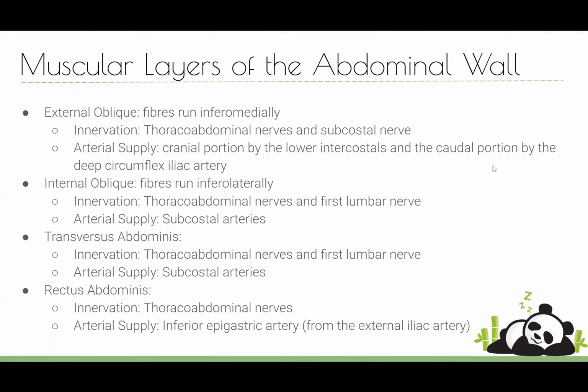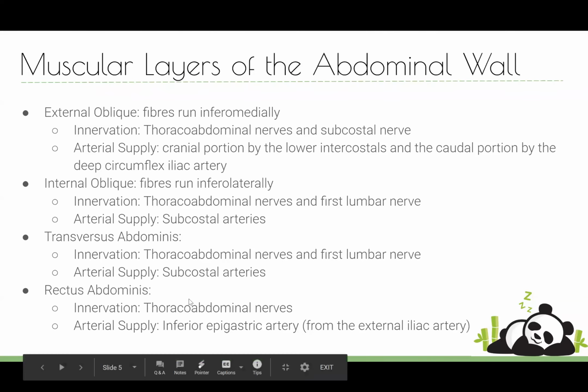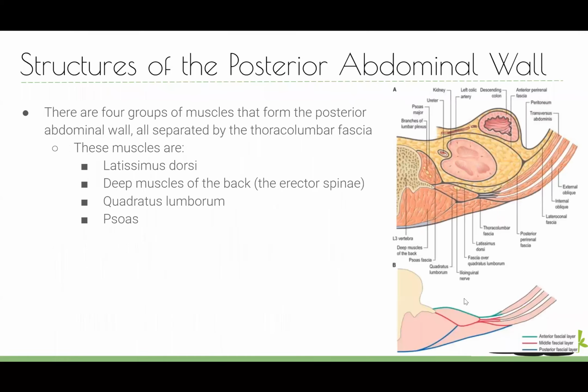The transverse abdominis muscle is just then behind it, and the rectus abdominal muscle is the abdominal muscles in between. They are supplied by the inferior epigastric arteries, from the external iliac artery, which is the ones in your legs. Yeah, from that, not too much important there.